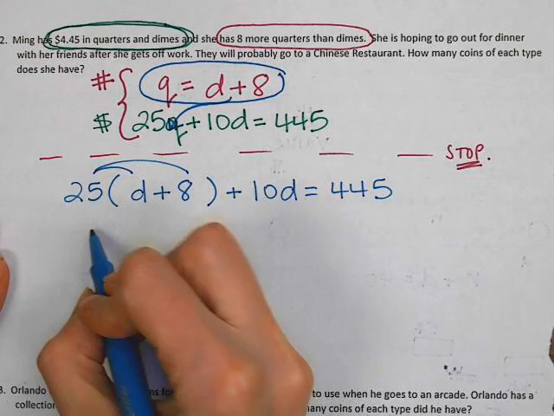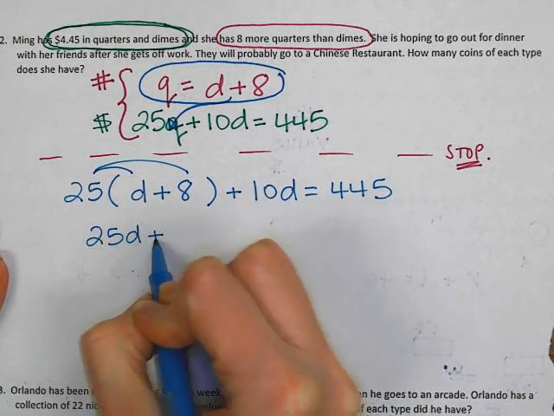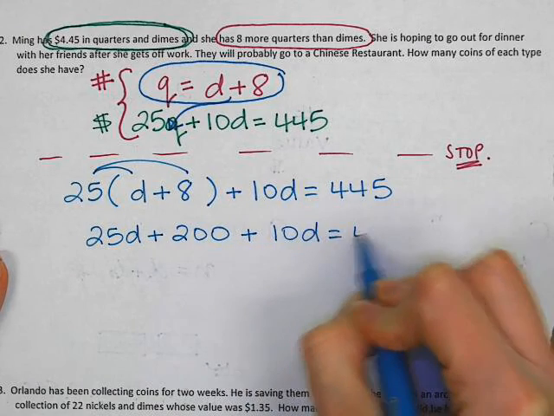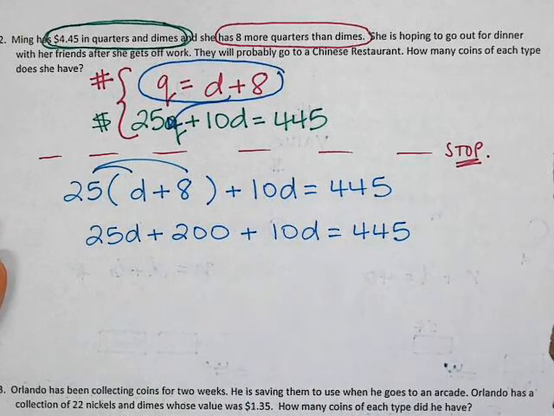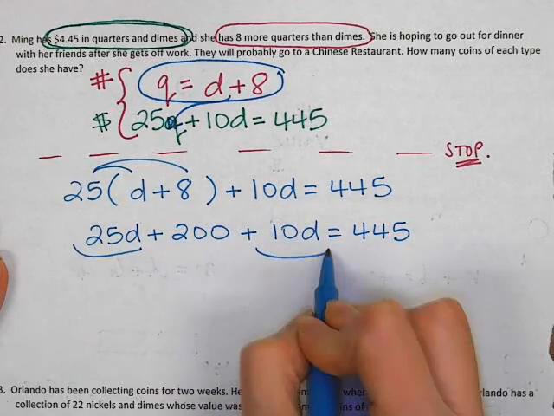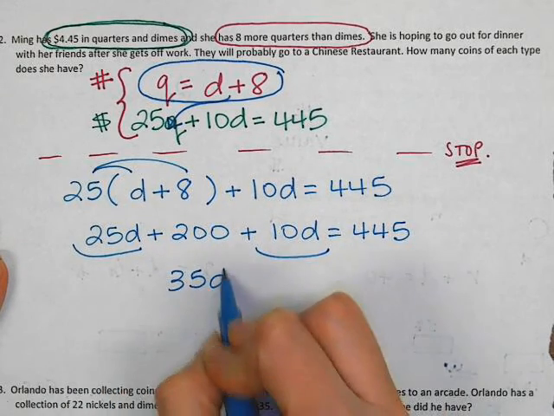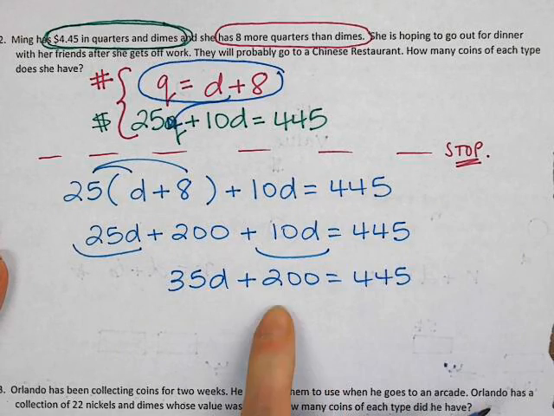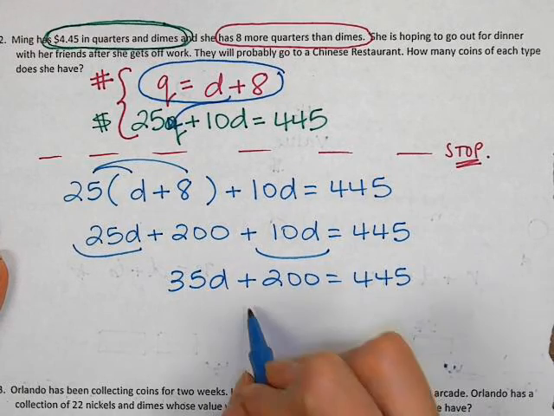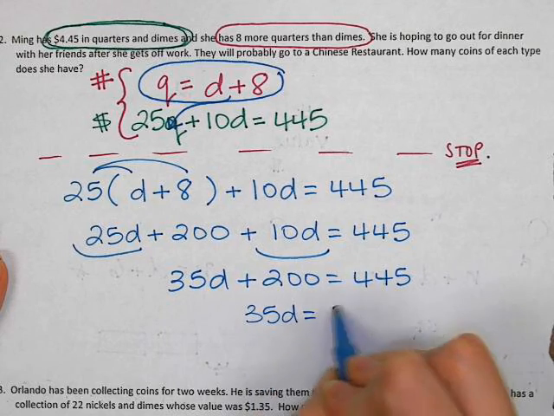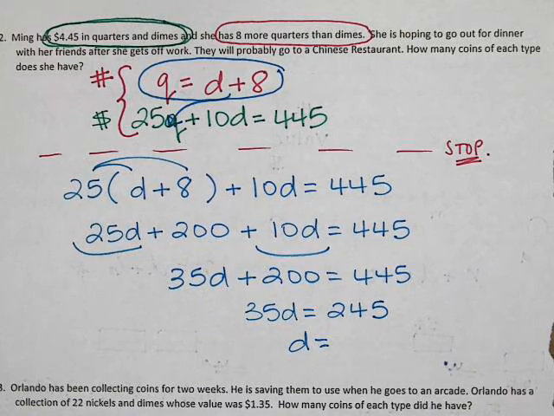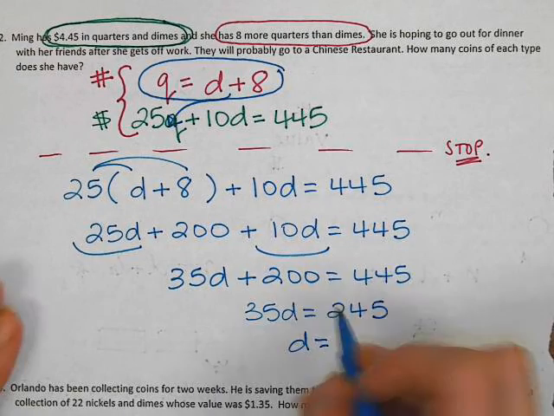So we have 25D plus 200 plus 10D equals 445. And we're going to add like terms and get 35D plus 200 equals 445. And then we're going to subtract the 200 and get 35D equals 245. And if you divide, we get 7 dimes.